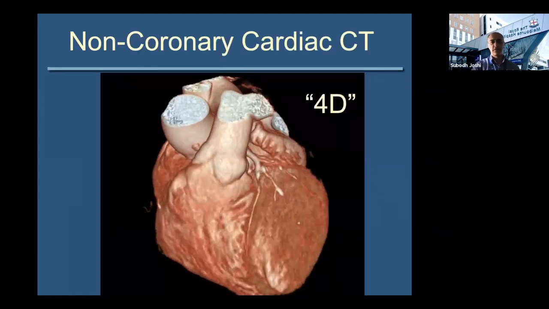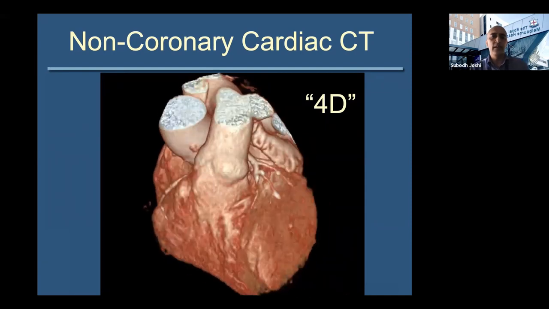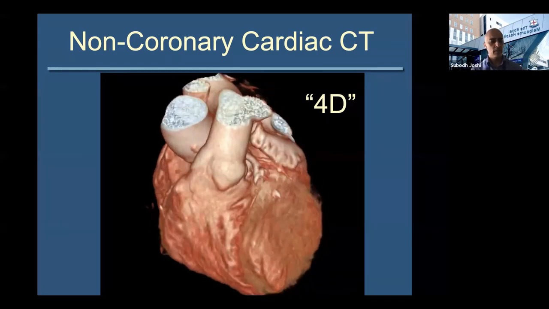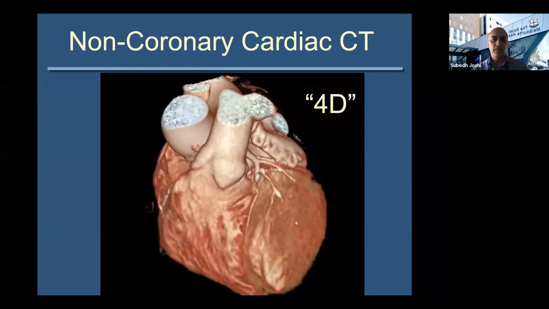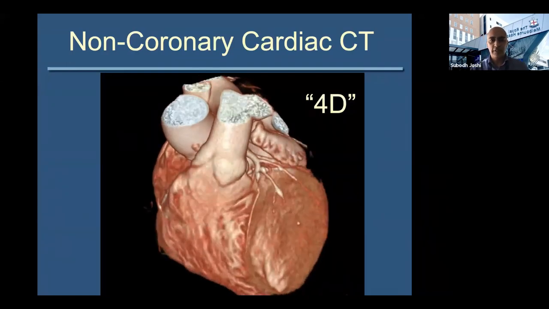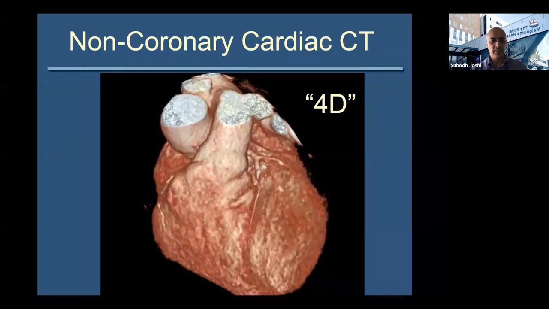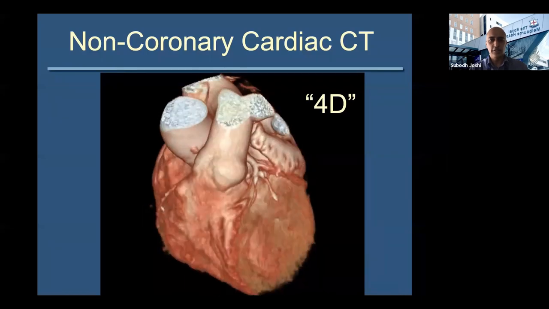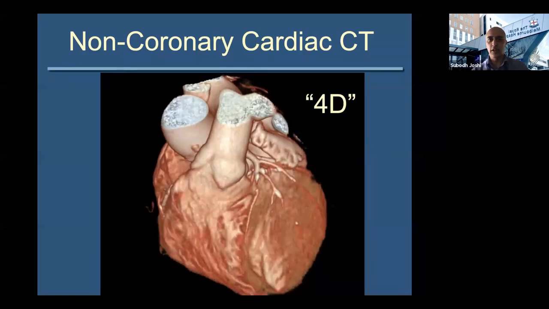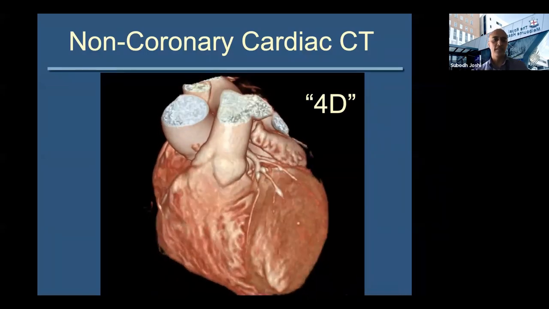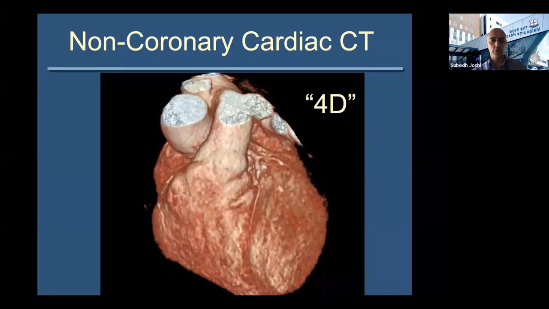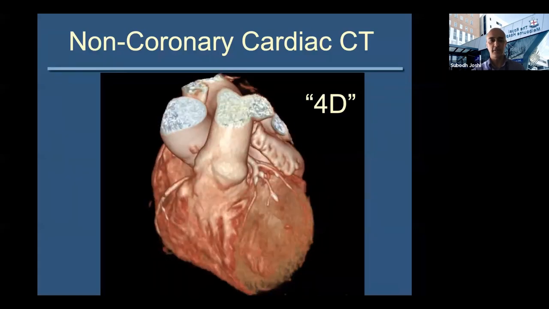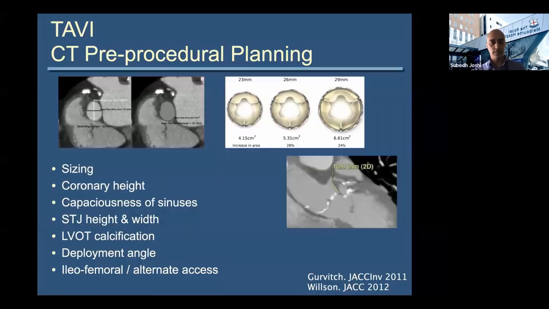So what I wanted to just jump to now is actually talk about non-coronary applications of cardiac CT. Briefly, because they're actually a lot more fun than coronary artery disease, and cardiac CT is just sensational for non-coronary structural things. So this is what's been described as four-dimensional CT, 3D with time. Now, I'm not sure if the fourth dimension necessarily adds that much diagnostically, but you certainly do get pretty pictures.